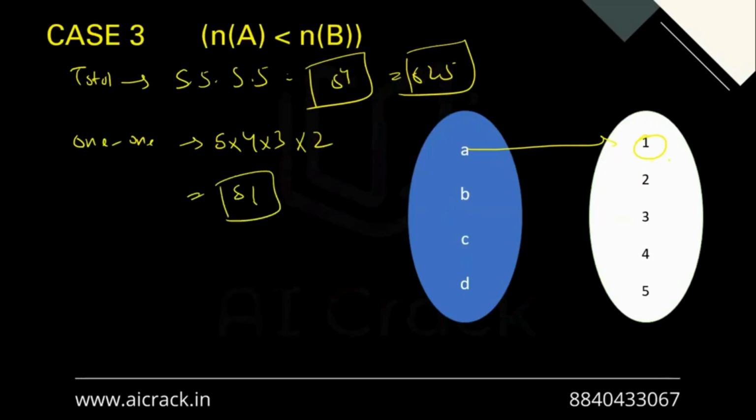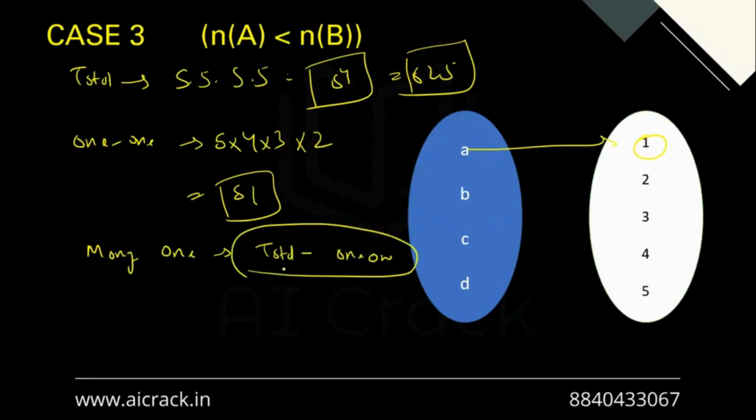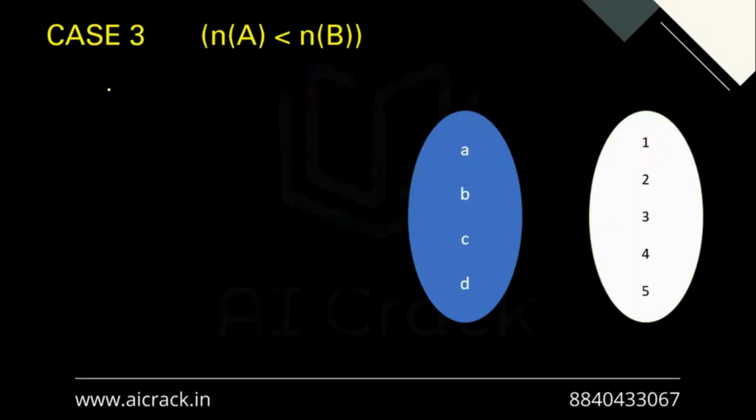Maybe for some other case, let's say we have 6 elements over here. In that case, it would turn out to be 6 into 5 into 4 into 3. That won't be 6 factorial. But in this case, it comes out to be 5 factorial once again, because we multiplied by 1, and that doesn't matter. But you got the idea how to calculate these. Now similarly, many-one would be total minus one-one. That would give me the answer. Now let's talk about onto.